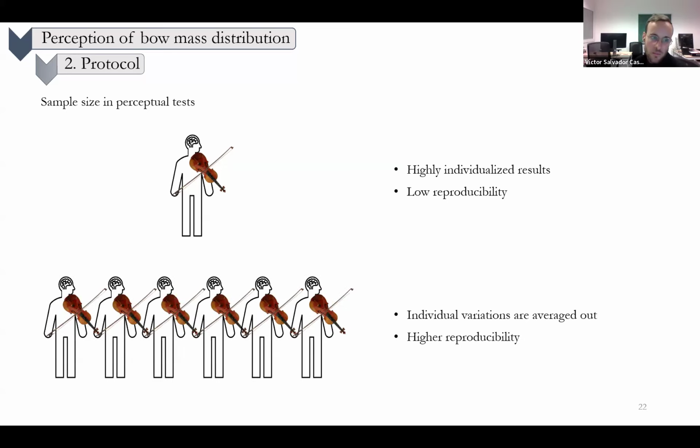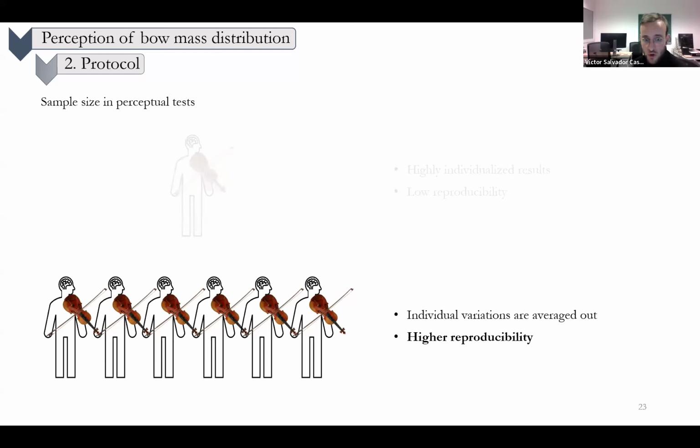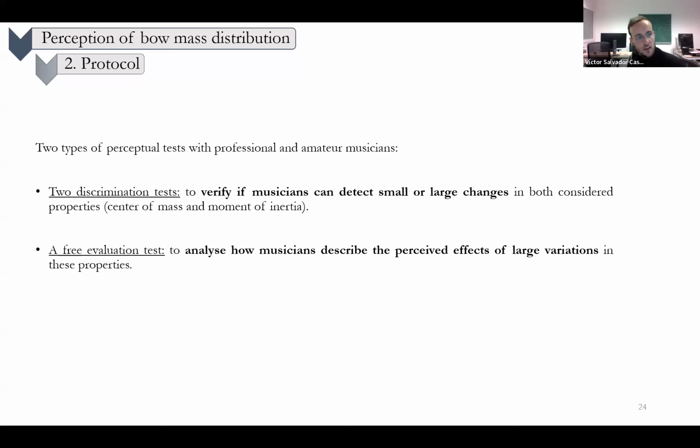So we would need to have a higher number of people so that the individual variations are averaged out, and we will have a higher reproducibility, so that if we do this study again with a different set of violinists, we would have a higher probability of obtaining the same results. So we chose this approach, and with all these people that we wanted to invite to our laboratory, we did 2 types of perceptual tests with both professional and amateur musicians.